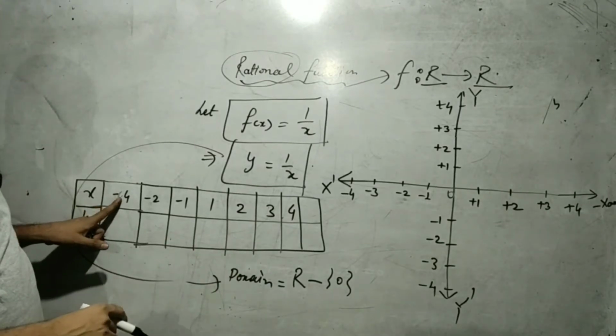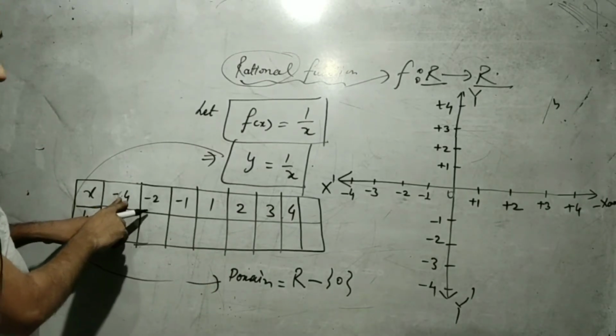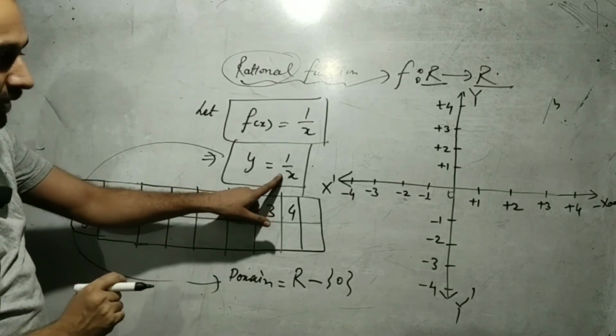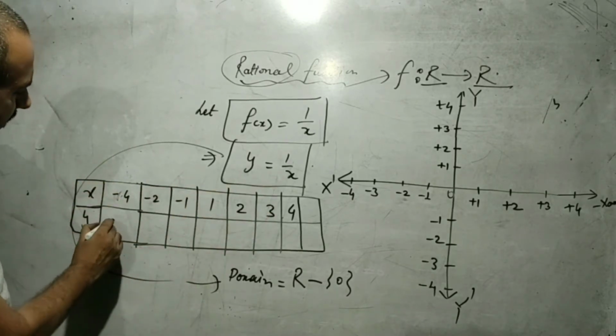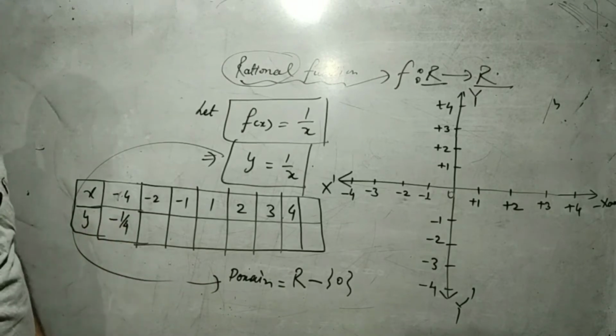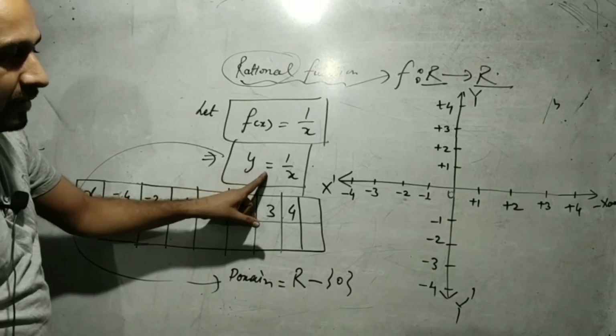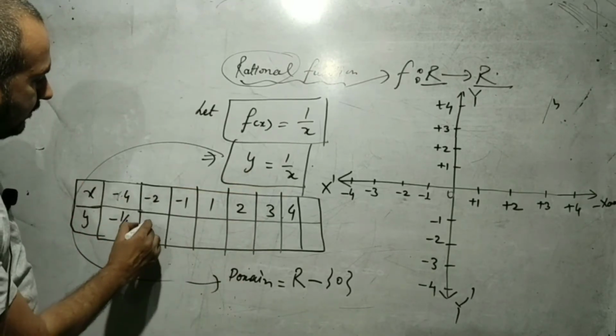So tell me, when x is minus 4, what is y? When x is minus 4, y is minus 1 upon 4. And if x is minus 2, what is the value of y? y is minus 1 upon 2.